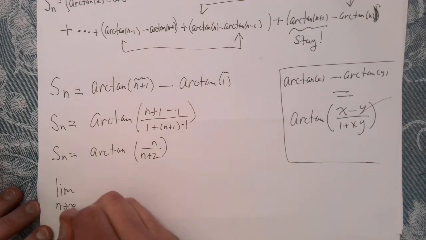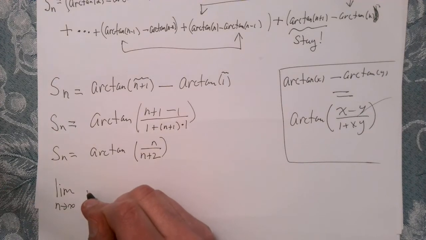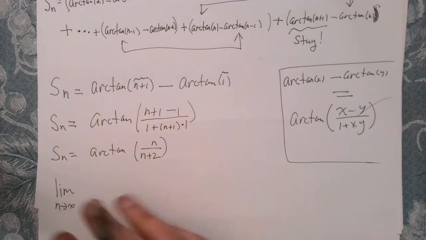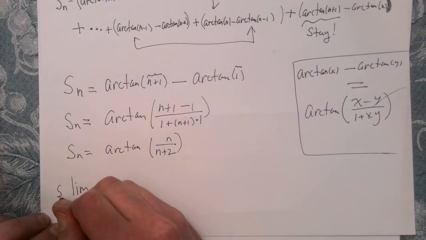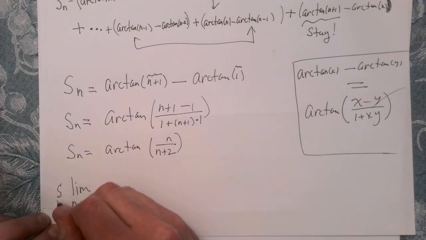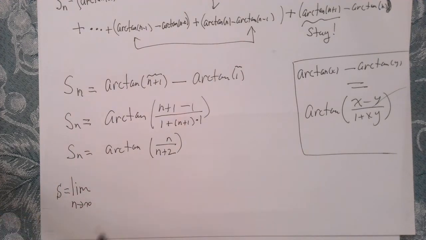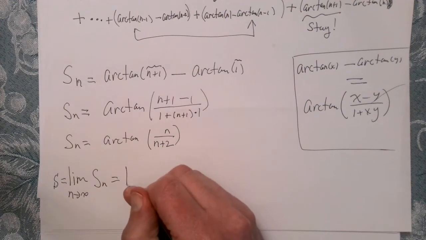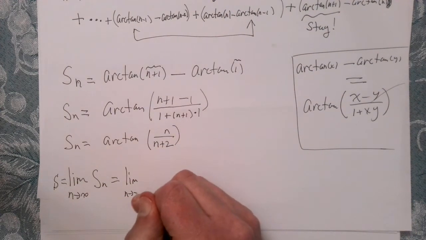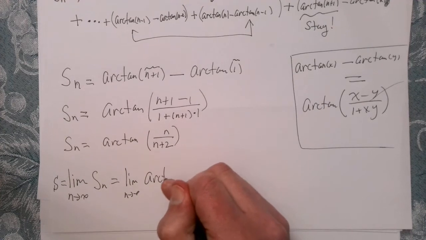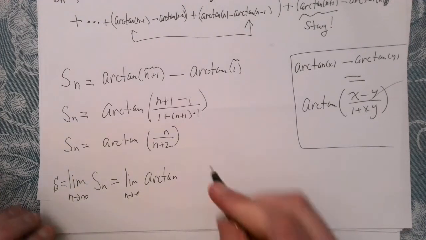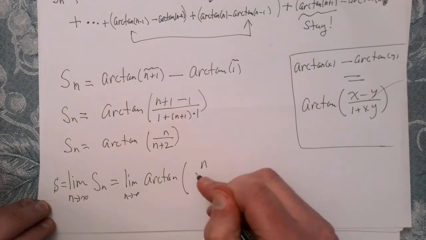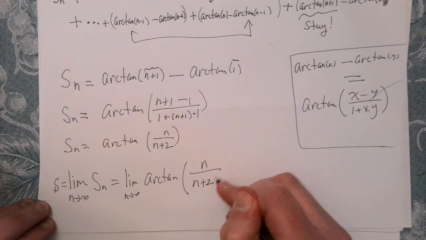So the limit as n goes to infinity of, actually let's call that S. That's the limit of S sub n. So the sum is the limit of S sub n. So I'll write this in a bit more detail, which is the limit as n goes to infinity of the arctan of n over n plus 2.